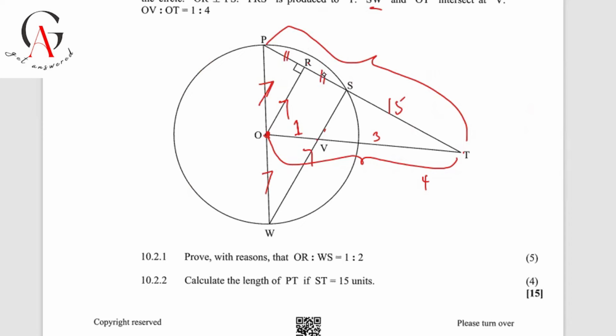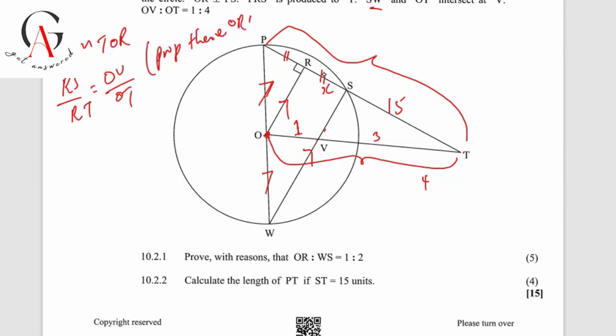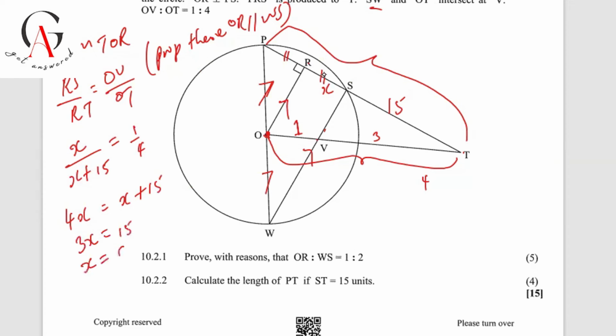If I use triangle, I'm going to use TOR. So I'll have my RS over my RT, which should be equal to OV over OT. The reason is the proportionality theorem, because OR is parallel to WS. Let's do the substitution. X over X plus 15 should give us the ratio of OV to OT, which is 1 over 4. Cross multiply: 4X is going to be X plus 15. Move the X that side: 3X is 15, which means X is 5.